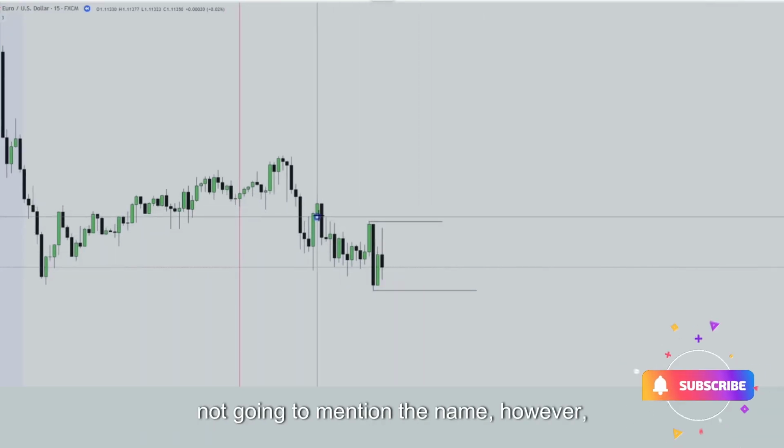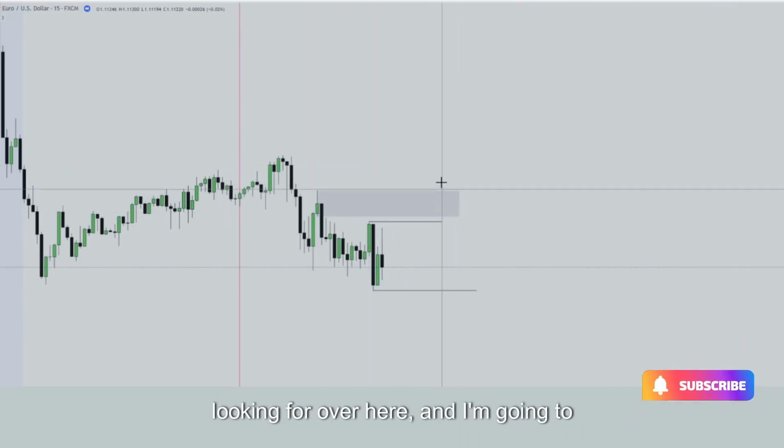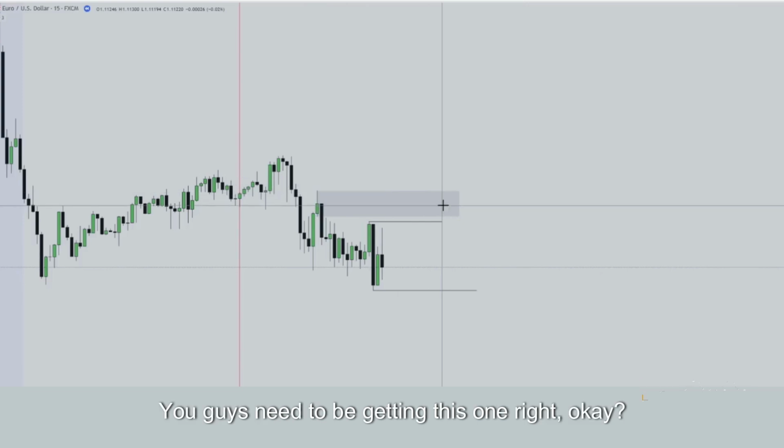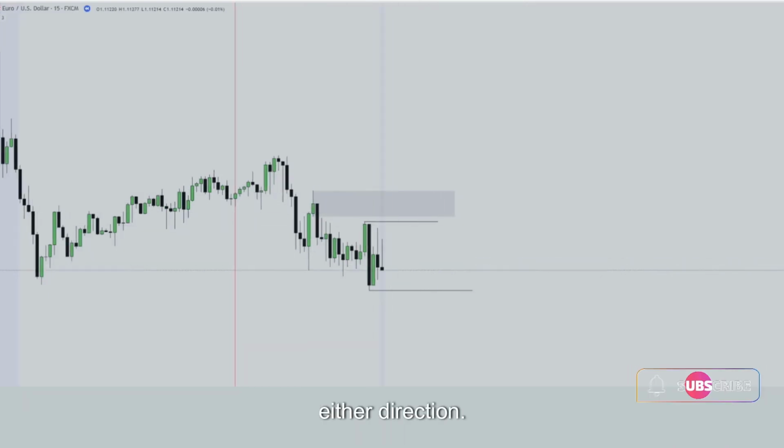I'm not going to mention the name, however, it's a very basic name of the PD array that we're looking for over here, and I'm going to leave that to you guys in the comment section down below. You guys need to be getting this one right, okay? So let's wait for price to sweep liquidity in either direction.